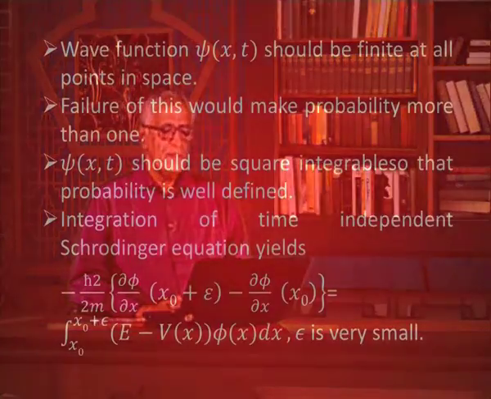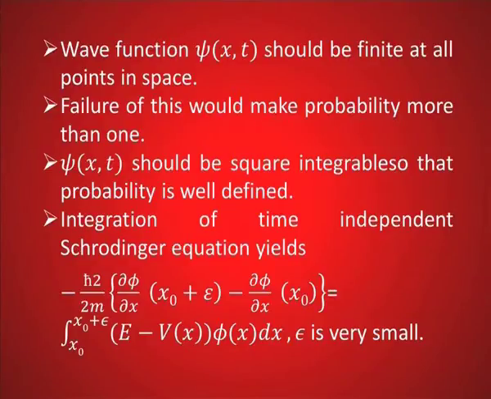Then we note some more conditions on psi and its d psi by dx, that is the differential of psi, and this is obtained by integration of time independent Schrodinger equation, and this integration as you note here gives you the relation minus h bar square by 2m times del phi by del x evaluated at x0 plus epsilon minus del phi by del x evaluated at x0, and then this is equal to the integral that you note here of E minus V(x) phi(x) dx, and epsilon I have told you is a very small quantity. That means you are integrating the differential equation between x0 and x0 plus epsilon.